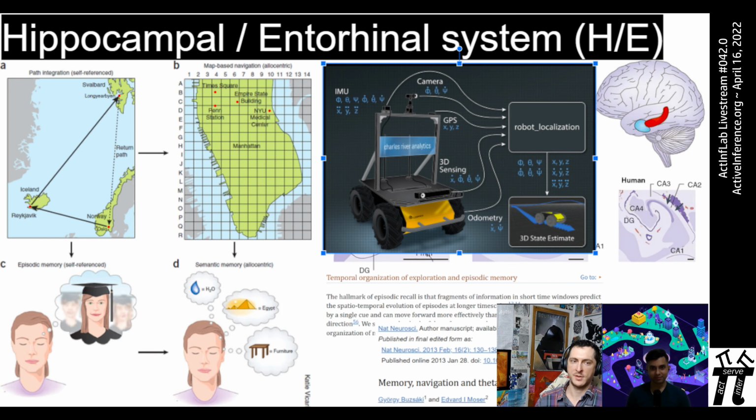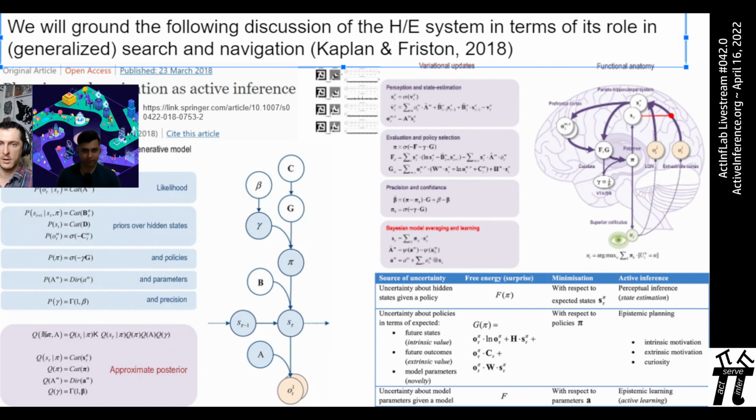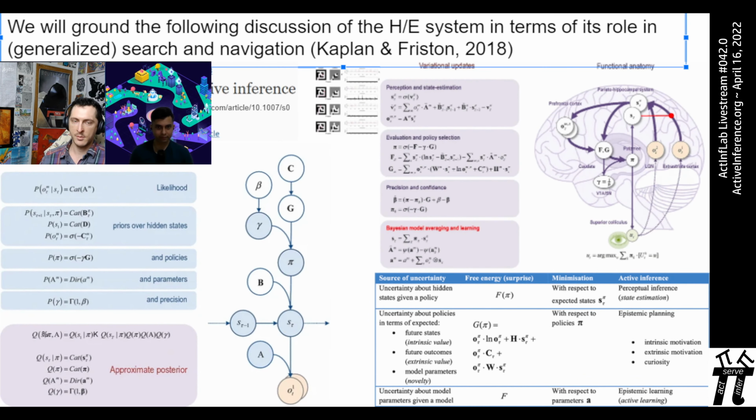Awesome. And that's with the action states and the sense states, just like the sensors and the actuators, we could have 2 of the same kind or 50 of the same kind or 50 different kinds. And that's the kind of multi-sensor fusion that's also interesting to think about. And they write in the paper, we will ground the following discussion of the hippocampal entorhinal system in terms of its role in generalized search and navigation. And the citation here is to this Kaplan and Friston paper. We're not going to go over this model right now, but people could pause, look at the graphical model, go to the citation, and we'll hear about it more from the authors.